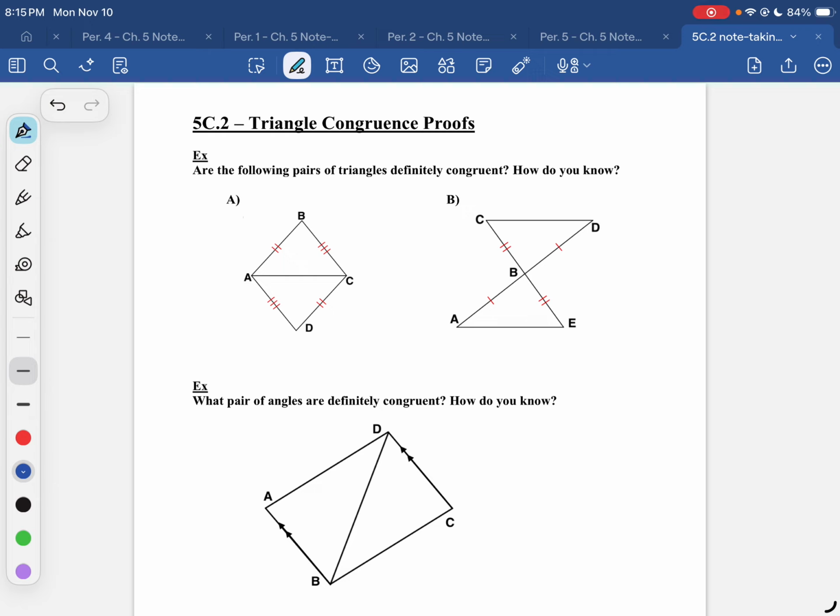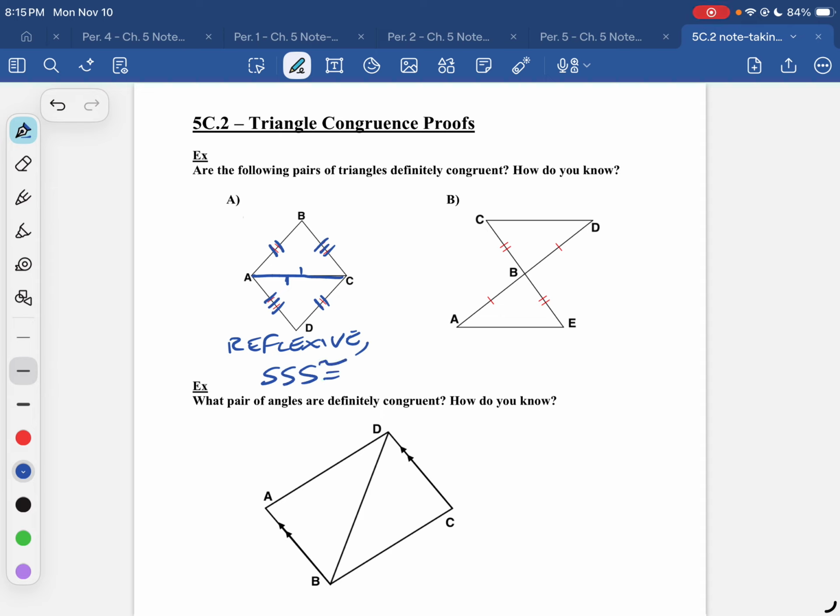Well, looking at this first diagram, I've got one set of sides that's congruent, and here's a second pair of sides. That's not enough, though, with just two sides. I need something else, but I've got the shared side in the middle, so I can say that this is congruent to itself. And then I can say, yes, the triangles are congruent by the side, side, side triangle congruency theorem. So I use the reflexive property to get the segment in the middle, and then SSS.